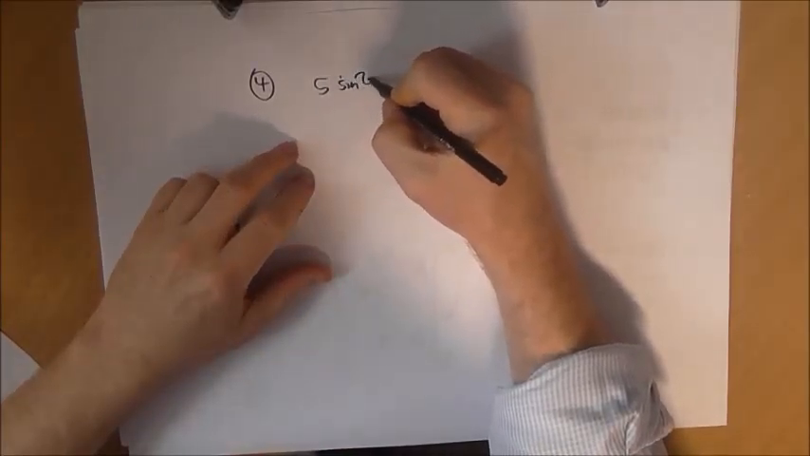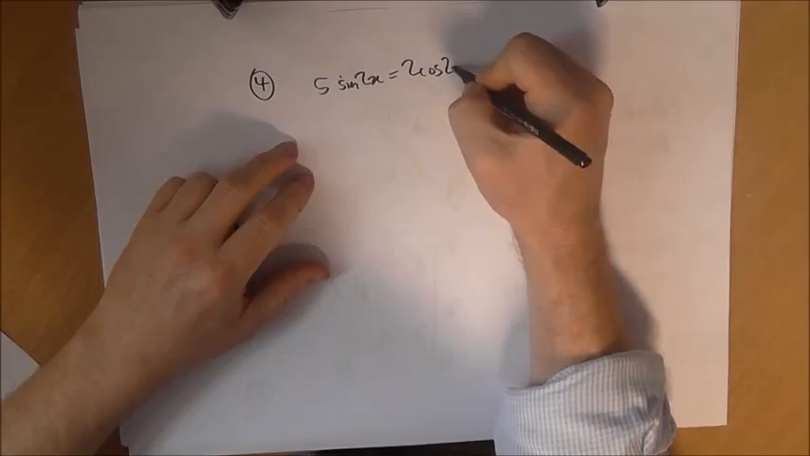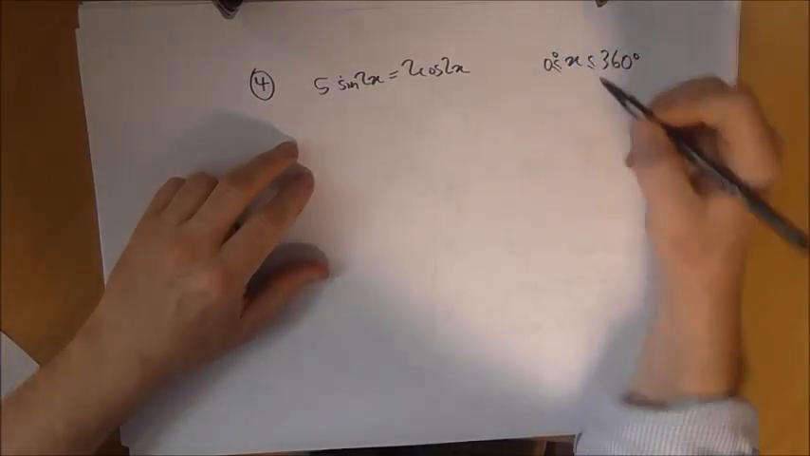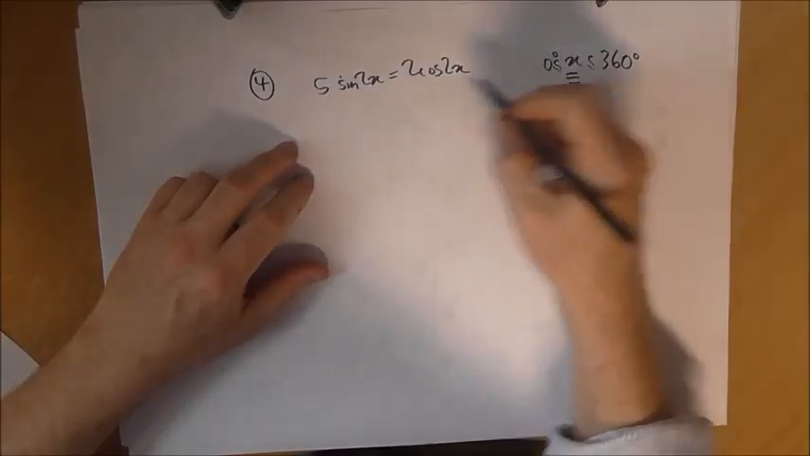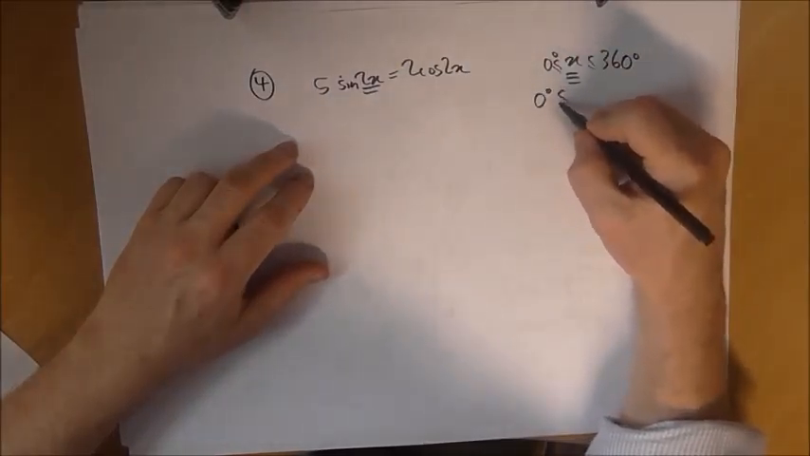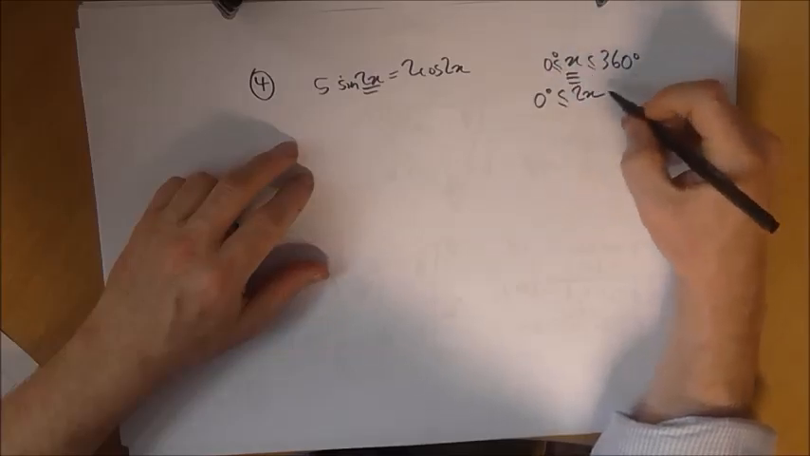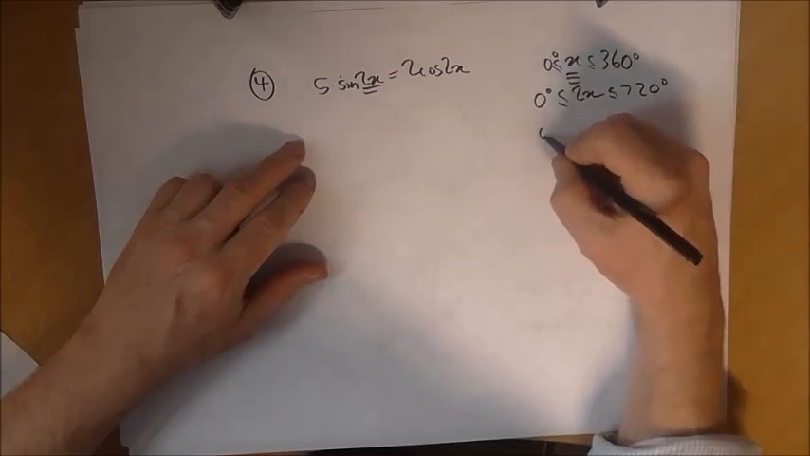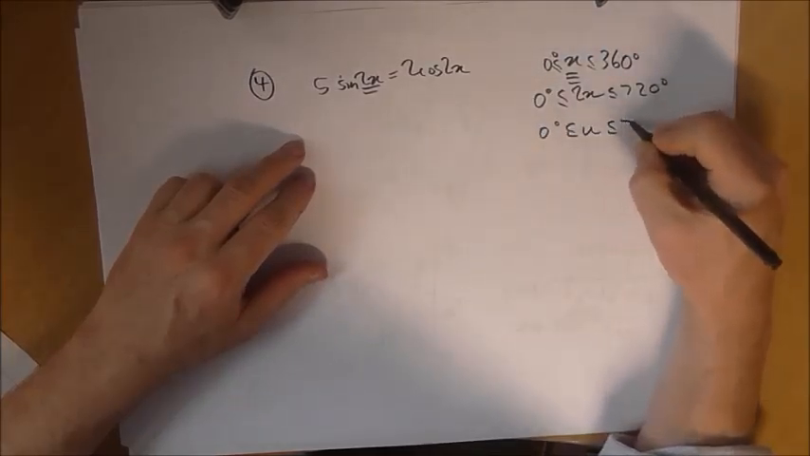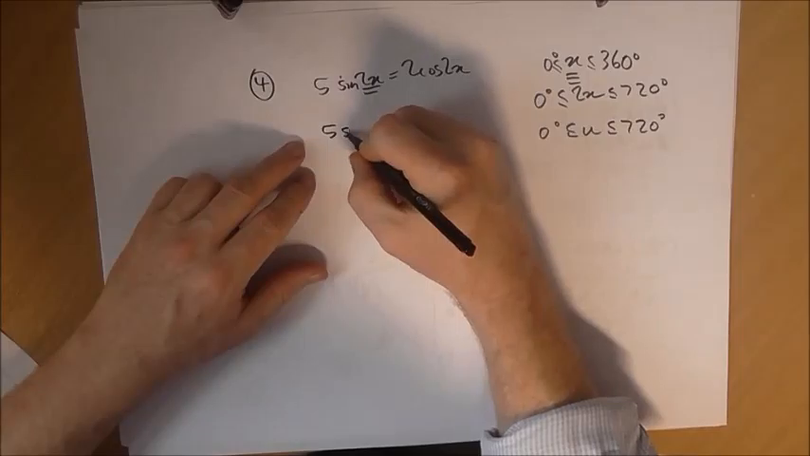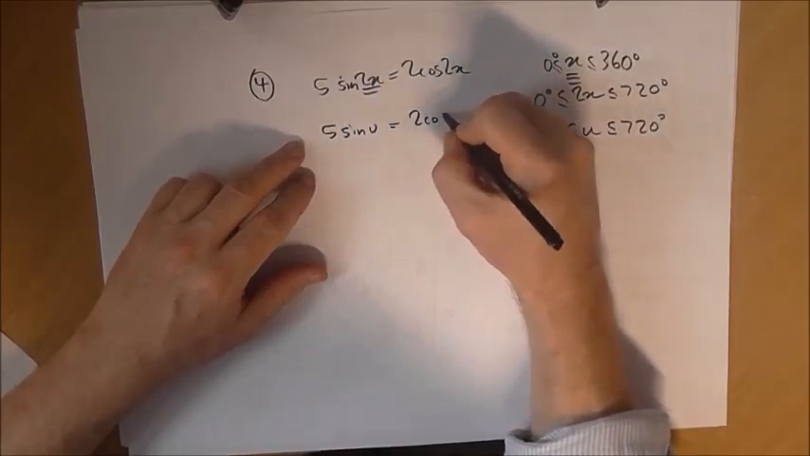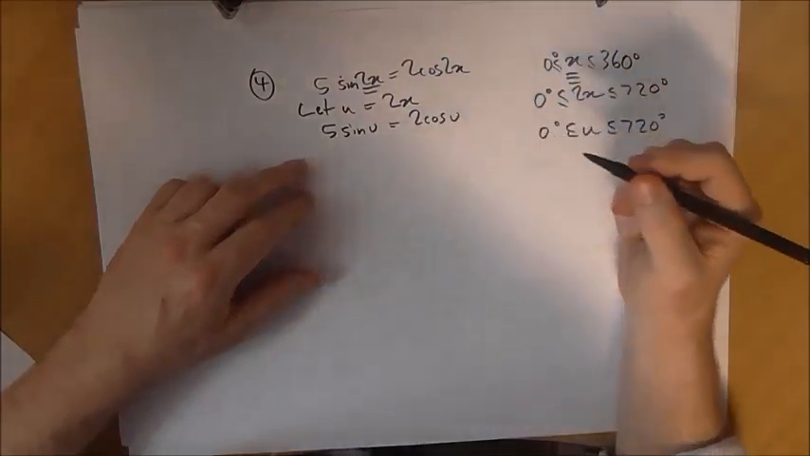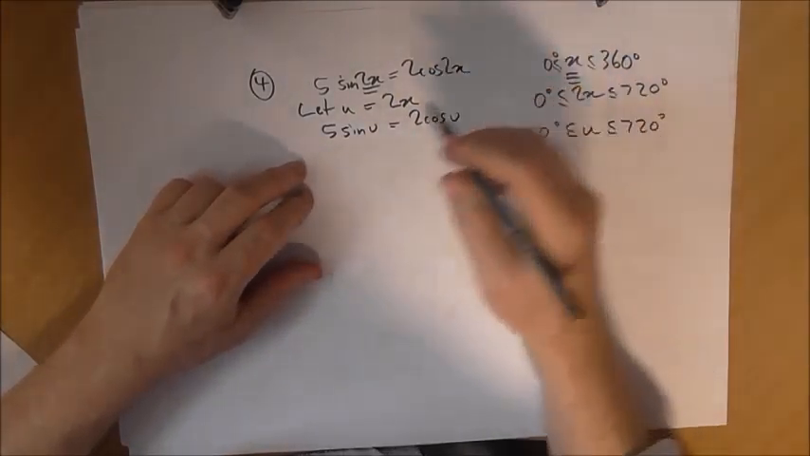Question number 4, we have to solve this equation. And we're allowed to use values of x between 0 and 360. Immediately I notice a mismatch between those, so I bring them together by doubling everything there. And now from now on, let's say that the question is about u. That's just to reduce the complexity and keep my brain in gear.